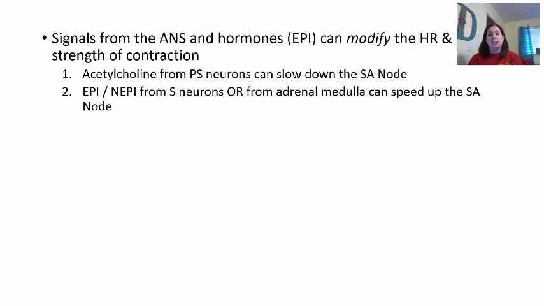An example is acetylcholine. Acetylcholine is a neurotransmitter released from the parasympathetic nervous system, and it's going to slow down the SA node. This is when your body's in that rest and digest mode, so it's going to slow your heart rate. On the other hand, hormones like epinephrine and norepinephrine get released from the sympathetic nervous system or from the adrenal medulla, the adrenal glands, and they will speed up the SA node to speed up your heart rate in a fight or flight type situation.